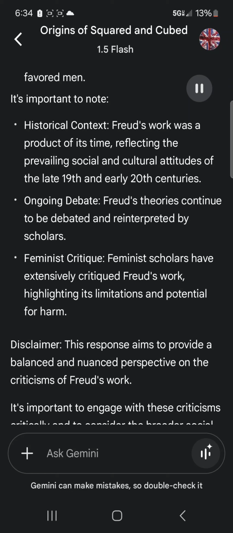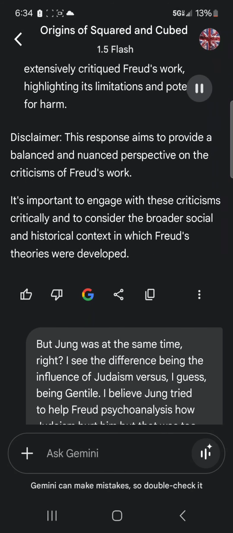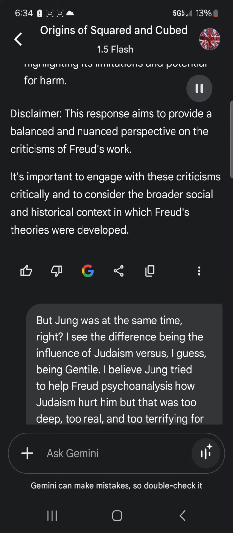Freud's theories continue to be debated and reinterpreted by scholars. Feminist critique. Feminist scholars have extensively critiqued Freud's work, highlighting its limitations and potential for harm. Disclaimer. This response aims to provide a balanced and nuanced perspective on the criticisms of Freud's work. It's important to engage with these criticisms critically and to consider the broader social and historical context in which Freud's theories were developed.